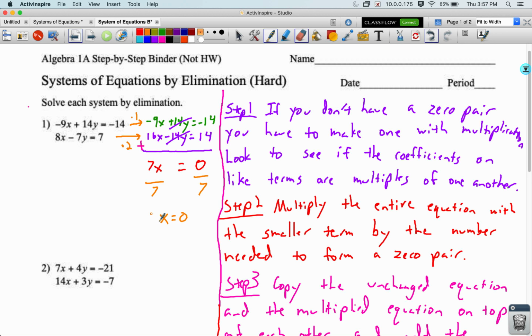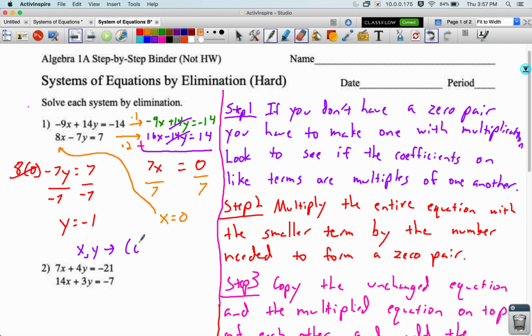All right, now I take the value I found for x and plug it into either of the equations. I'll just plug it in right here. And this now becomes 8 times 0 minus 7y equals 7. This term goes away. 8 times 0 is just 0. Divide both sides by negative 7, and I get y equals negative 1. I want to write my answer as an x comma y, so that becomes 0 comma negative 1.